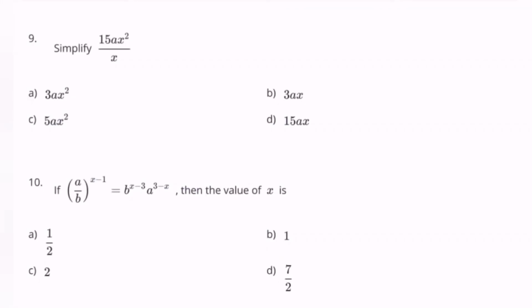Next, kindly refer to question number 9, where we have to simplify the situation. So in here, we have 15a x squared divided by x. So by using the dividing indices, we have 15a x to the power of 2 minus 1. So finally, 15a x. So the answer for this question would be D.